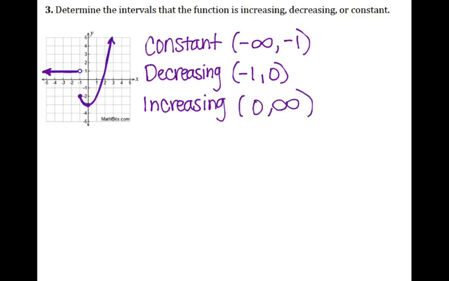Now, anytime you're writing intervals for increasing, decreasing, or constant, you're always using the x values for your intervals. So for example, for this part, which I'm going to highlight in green, your x is going from 0 all the way to infinity because it's going to keep going right.